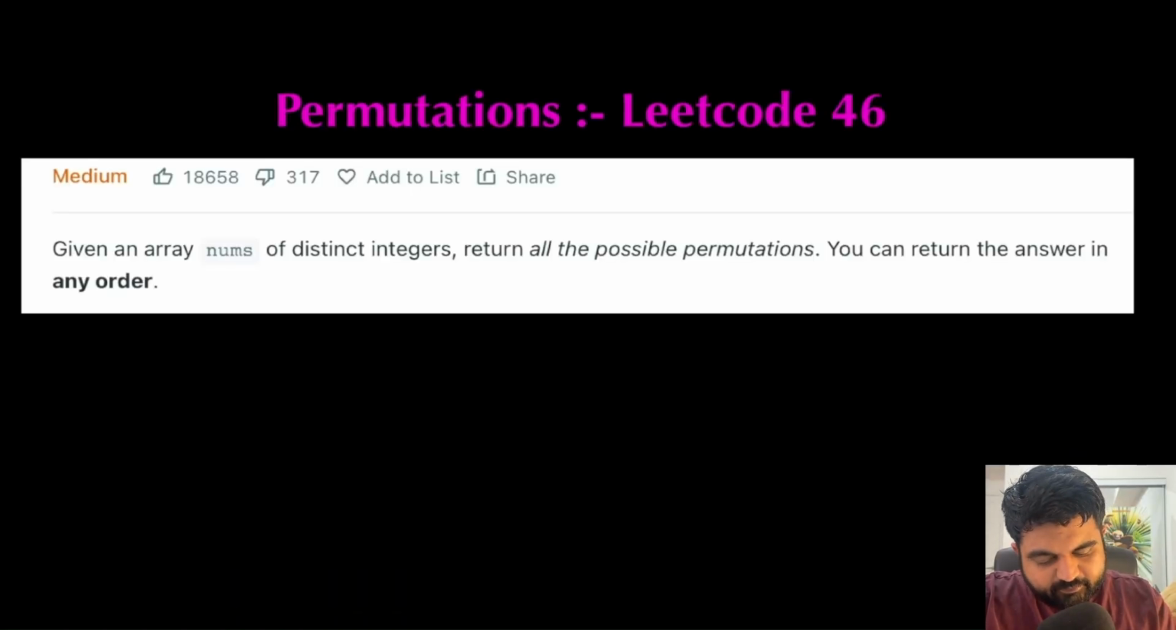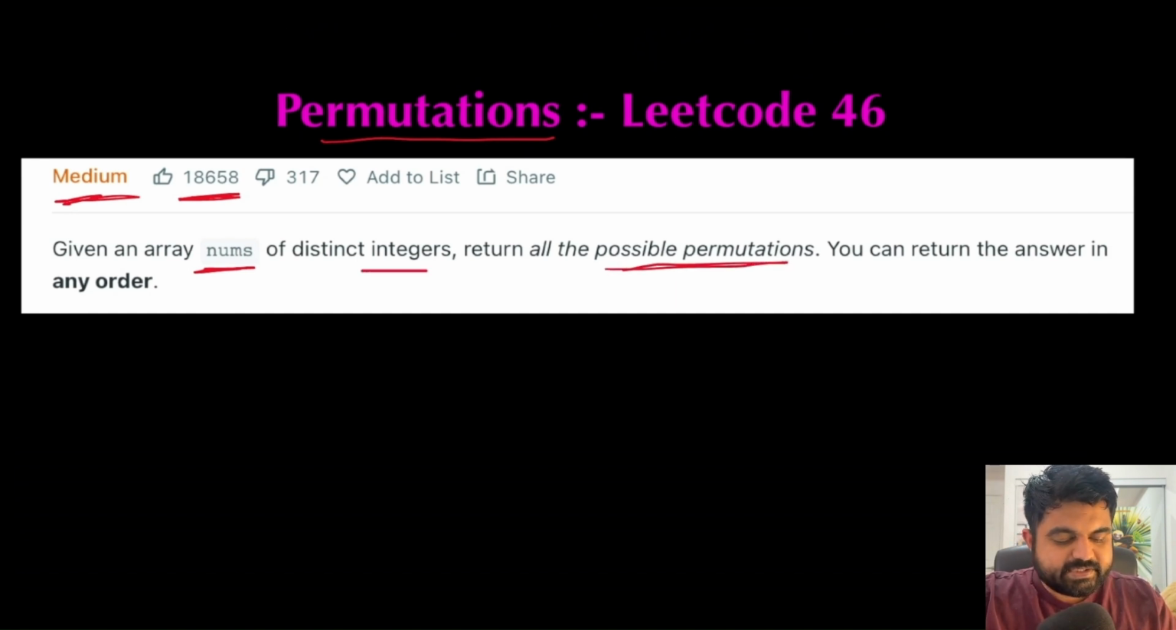Now the LeetCode problem we are going to solve is called permutations, and we can see that this one is a medium problem and also an extremely well-liked problem. The statement is quite straightforward: we are given an integer array called nums of distinct integers, and we need to return all the possible permutations that we can make. And the good thing for us is that we can return the answer in any order.